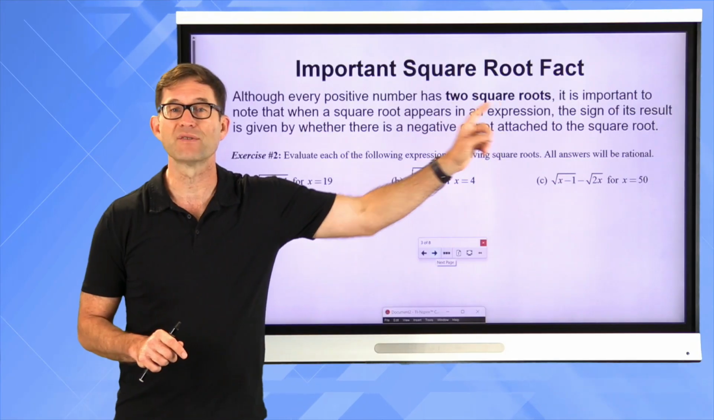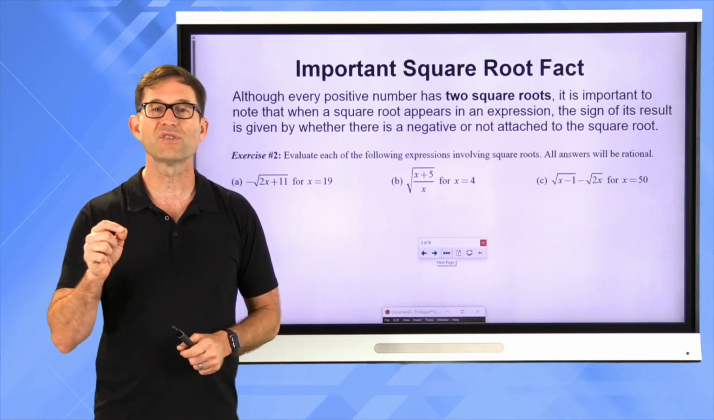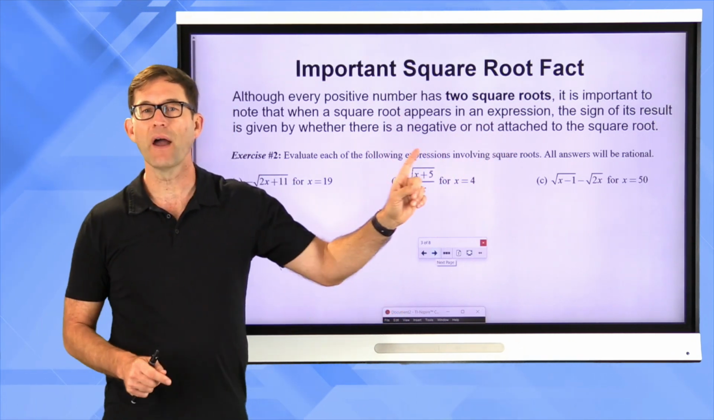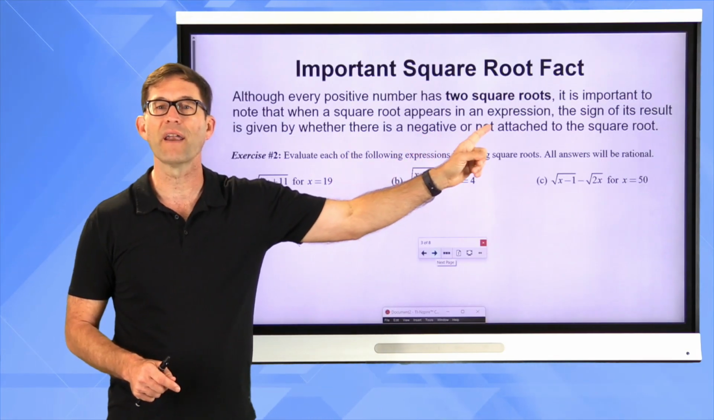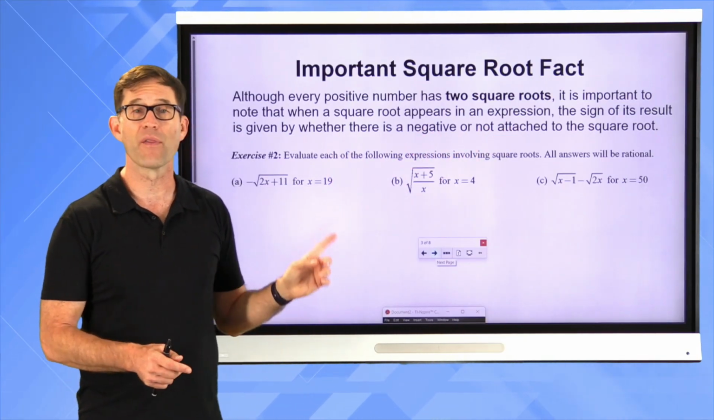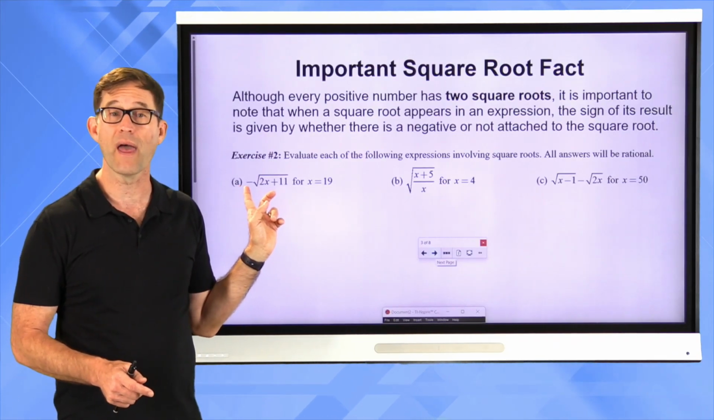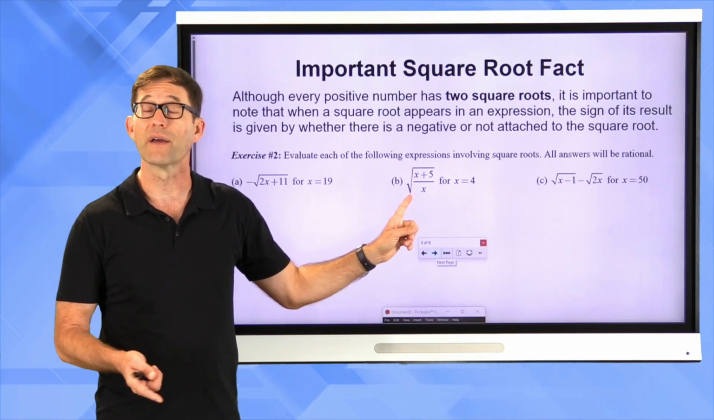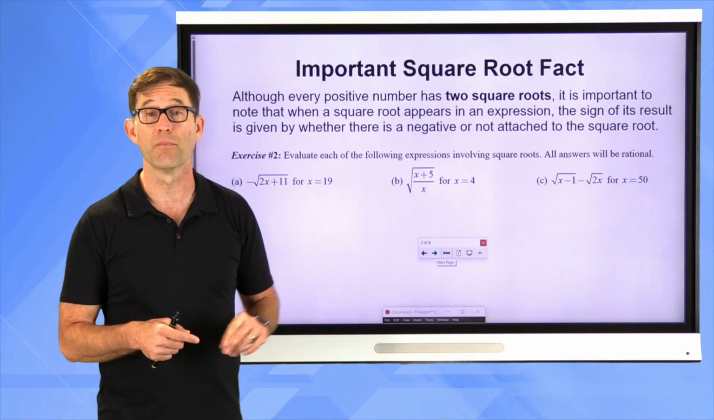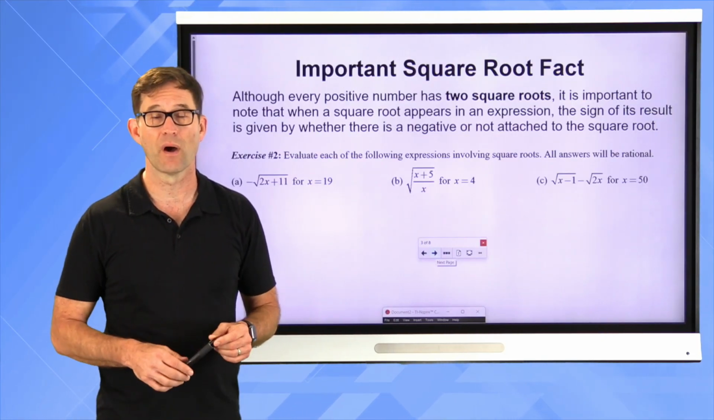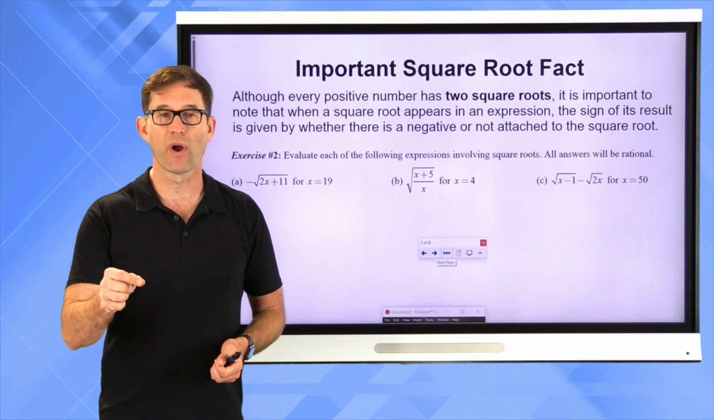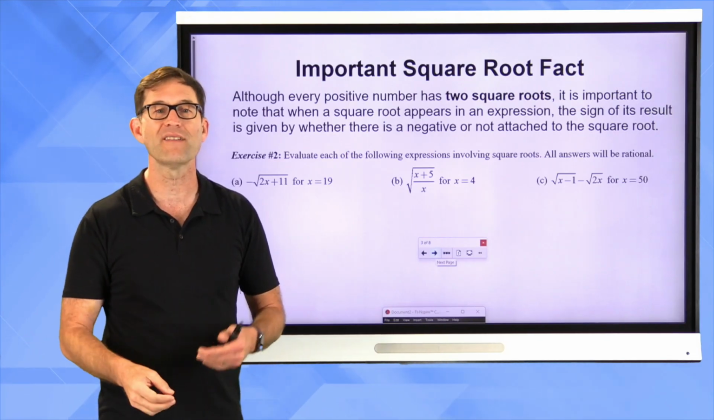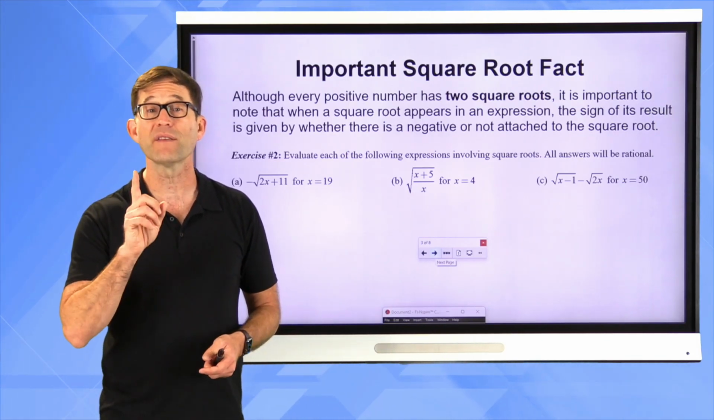Although every positive number has 2 square roots, it's important to note that when a square root appears in an expression, the sign of its result is given by whether there's a negative or not attached to the square root. So if there's a negative in front of the square root, like there is in exercise number 2, letter A, then we're looking for the negative square root. When there's not a negative in front of the square root, like there wasn't in the last problem and also in letter B, then we're looking for the positive root. This is important because we want an expression to have only one value when we substitute in a particular value for the variable. We don't want it to have 2 values or 3 values or 4 values. We want it to have only one value.